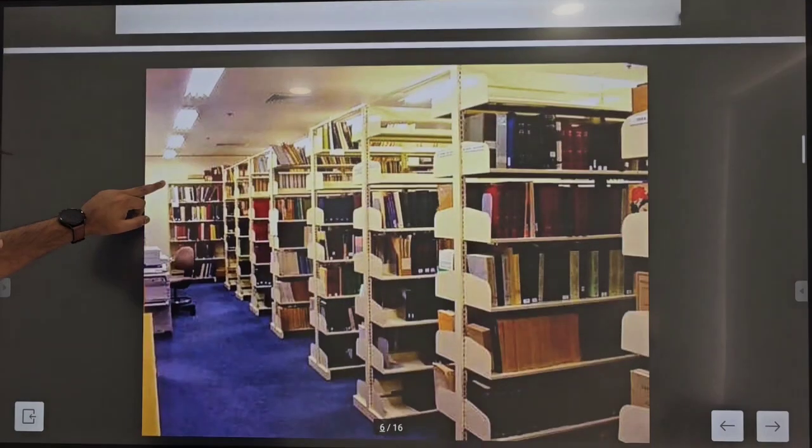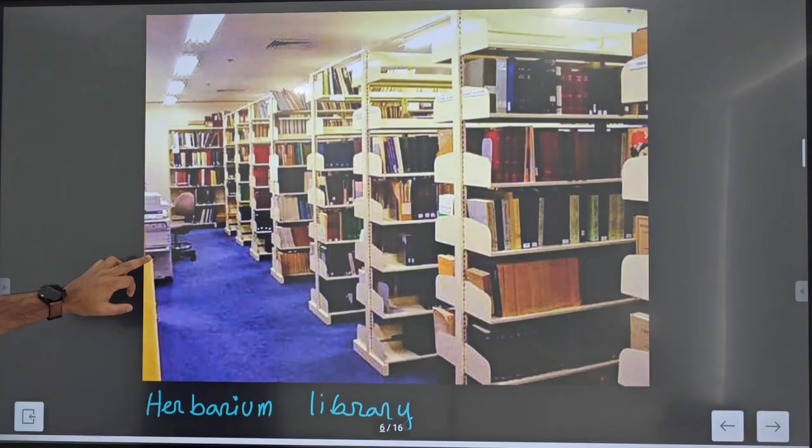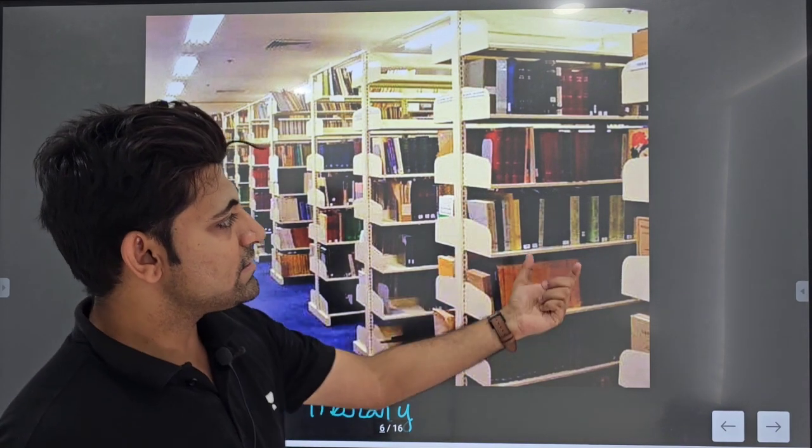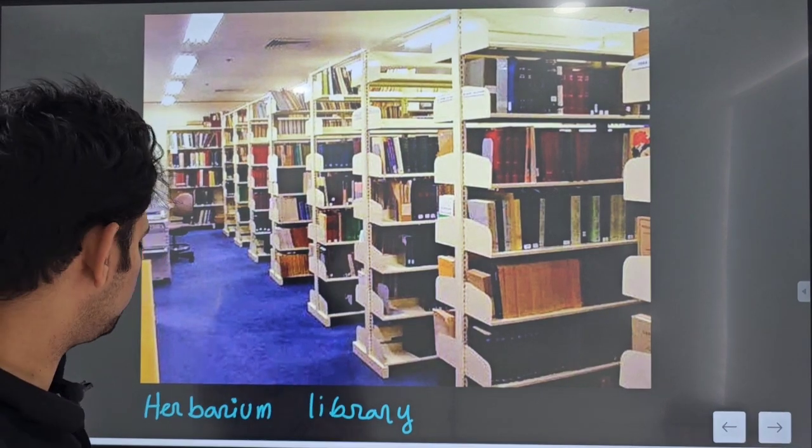Next, this is the herbarium library. Now how are herbarium libraries made? These files are arranged according to alphabetical order or according to taxonomical order. You can arrange them according to a particular chronology.